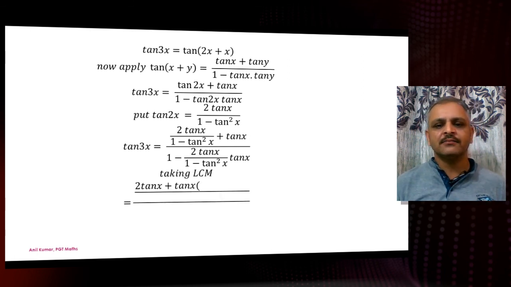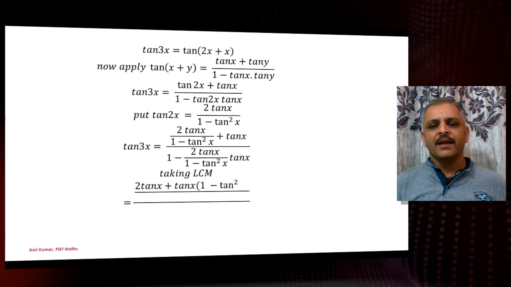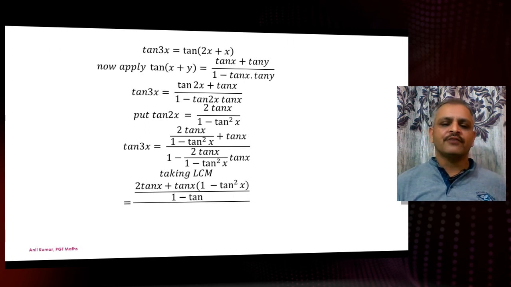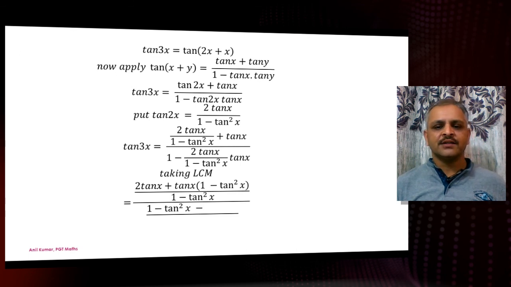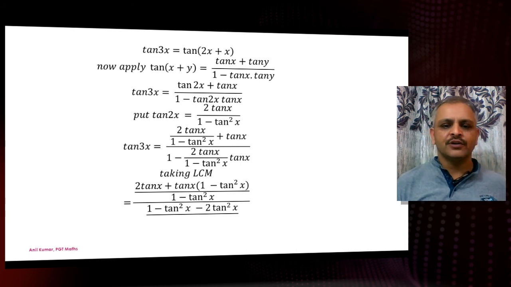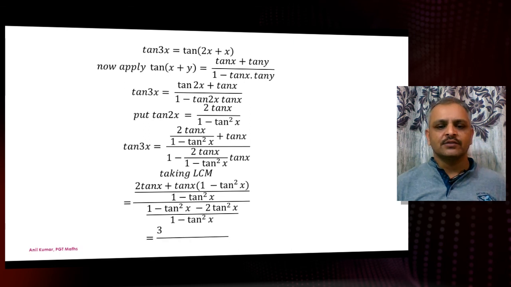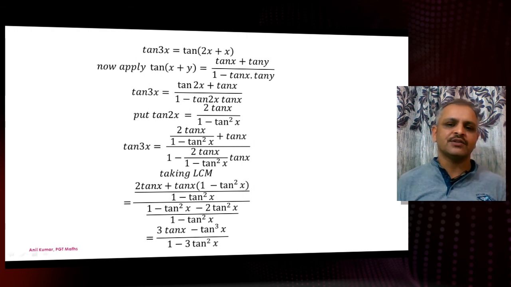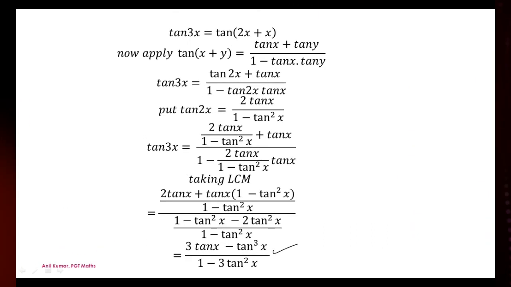Now take the LCM and simplify. So after the LCM, in the denominator also 1 minus tan square x is the LCM. So it will become 1 minus tan square x minus 2 tan x. So after cancelling 1 minus tan square x, I'll get 3 tan x minus tan cube x by 1 minus 3 tan square x. So this is our tan 3x identity. So here it was cancelled.